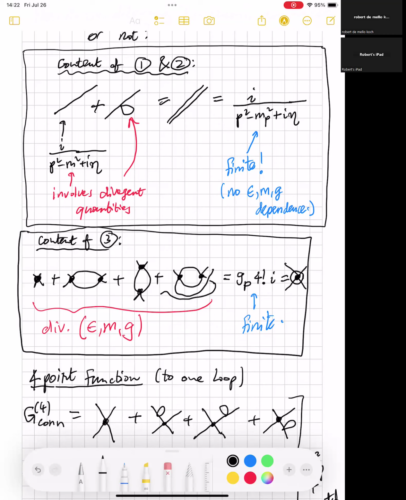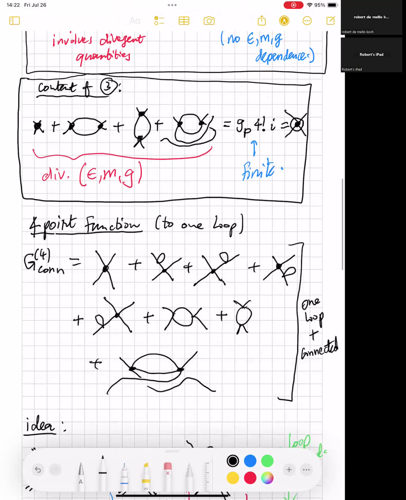The sum of them is independent of epsilon and can be written only in terms of the physical coupling and the physical mass. We then said, well, if our theory is renormalizable using these three conditions, we should be able to prove that any correlation function to any loop order is finite. I told you that really the calculation is the same for any correlator that you want to study, and we looked at the four-point function.